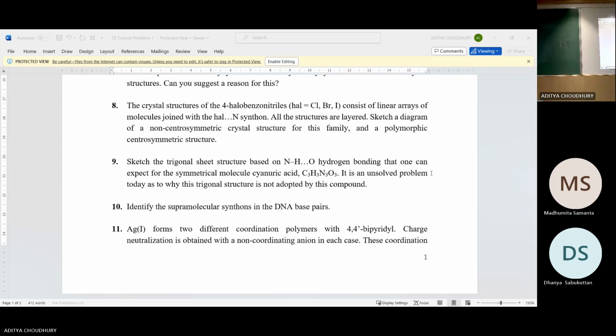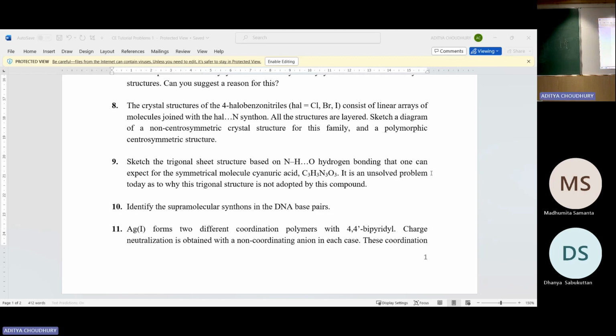You can draw it like take an arrow like that, and it is easy to draw. Don't try to completely draw the whole structure. Just a halonitrile, right? So how would you draw? I think the answer was given in the lecture notes also.